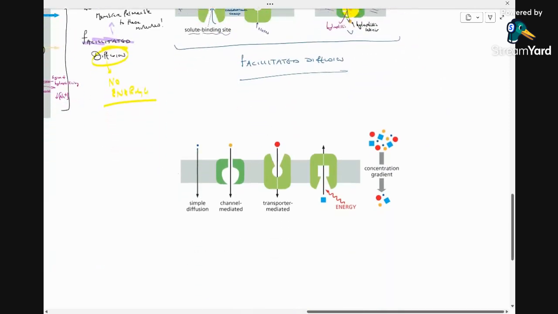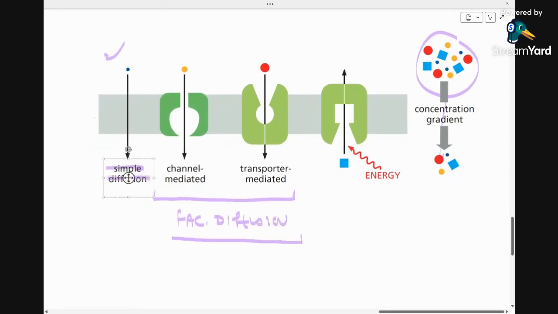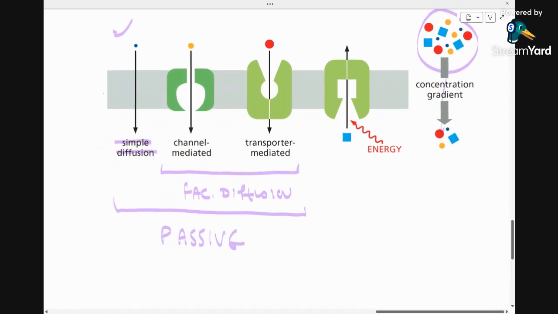So just to show you that, I'm not going to talk much about that at all. This is kind of what we've done, right? Simple diffusion here. This is things like gases, hydrophobic stuff. We've covered that. Concentration gradient here from high to low. We can then either be channel mediated or transporter mediated. So this is facilitated diffusion rather than just simple diffusion. And all of these are passive, and by passive, we mean no energy is required.